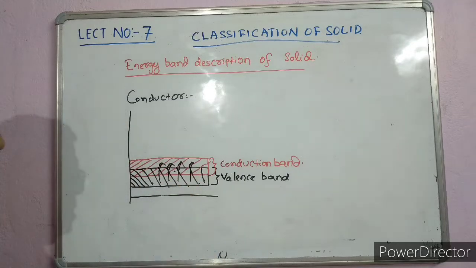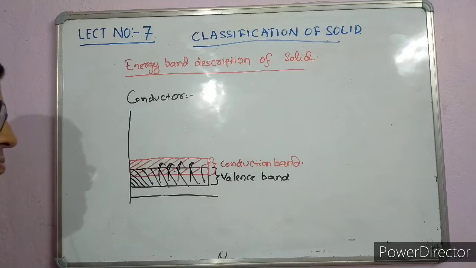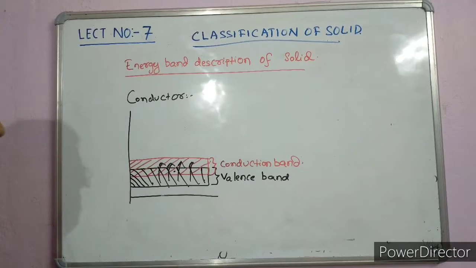Okay, here you can see that we are not able to see the forbidden energy gap. It's not present. So in our conductor, the conduction band is completely filled. Okay, so let's come and study about the insulator.